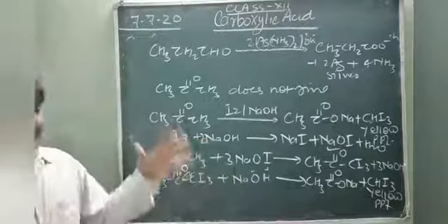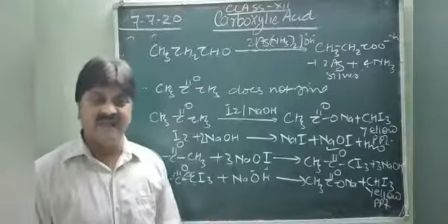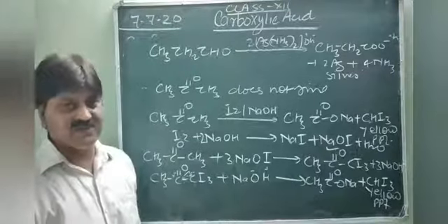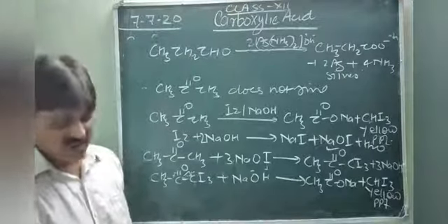So a ketone gives the iodoform test, whereas an aldehyde gives the Tollens reagent test and Fehling solution test. So you can chemically distinguish them. Next question.